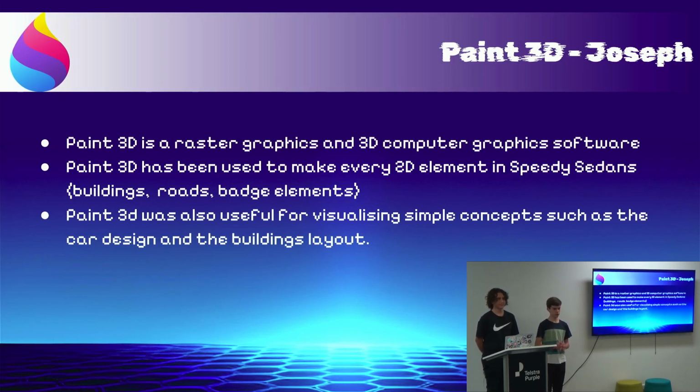Another program we used was Paint 3D, which is a raster graphics and 3D computer graphics software. It is being used to make every 2D element in Speedy Sedans, such as the building materials and roads. It was also useful for visualizing key concepts such as the car design and the building's layout.